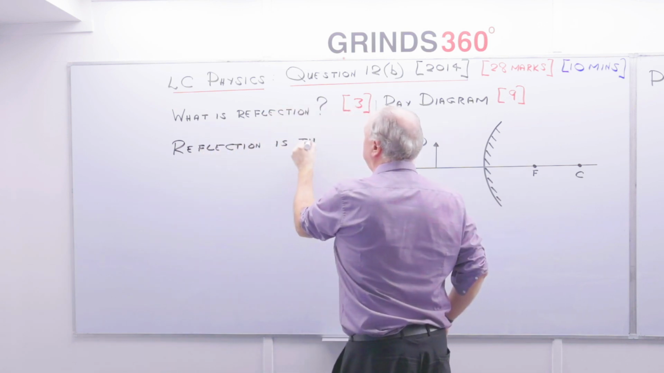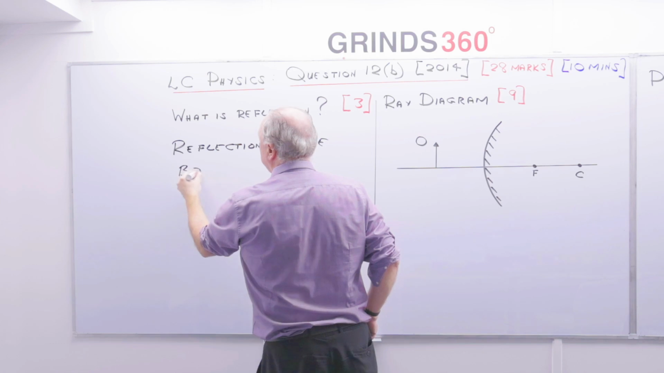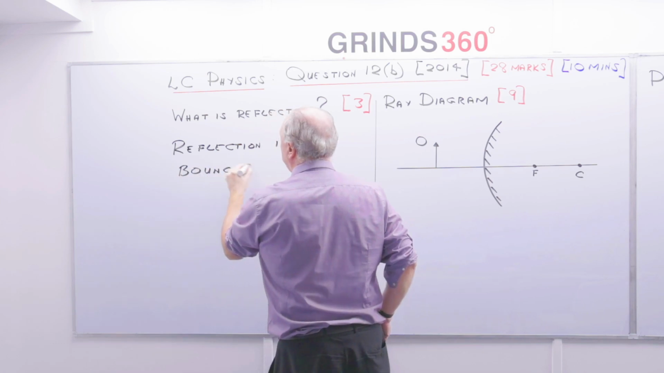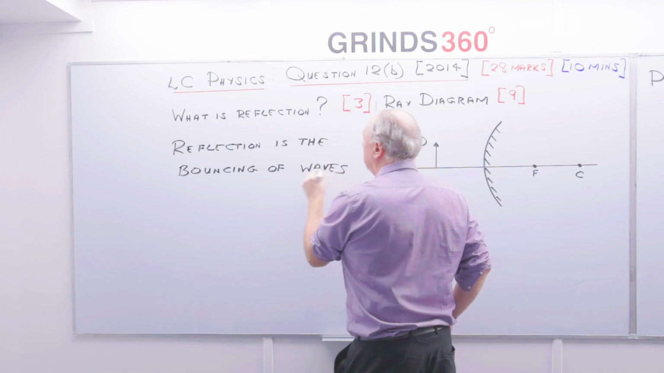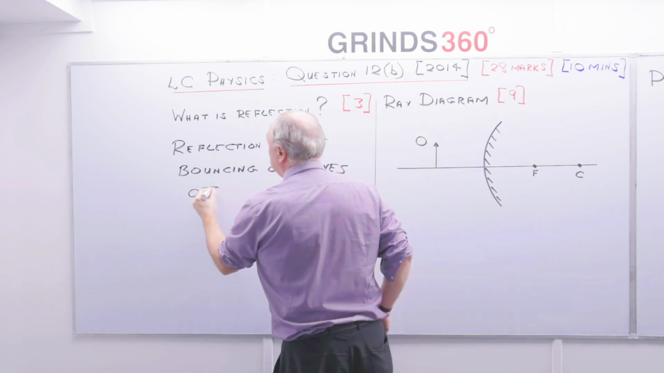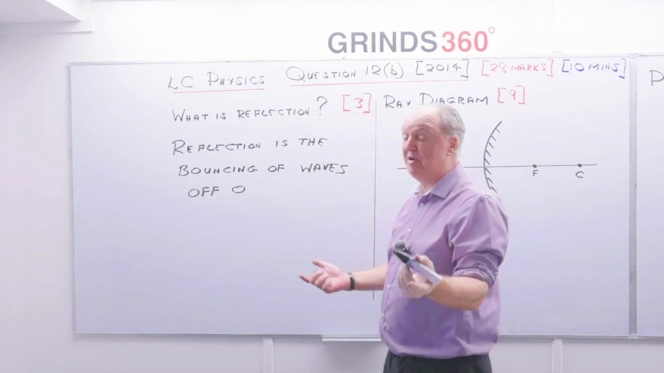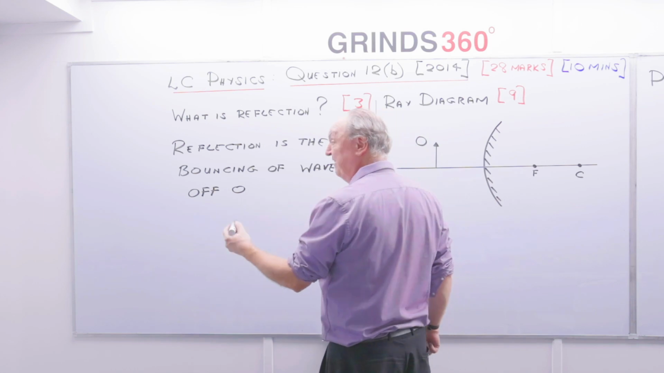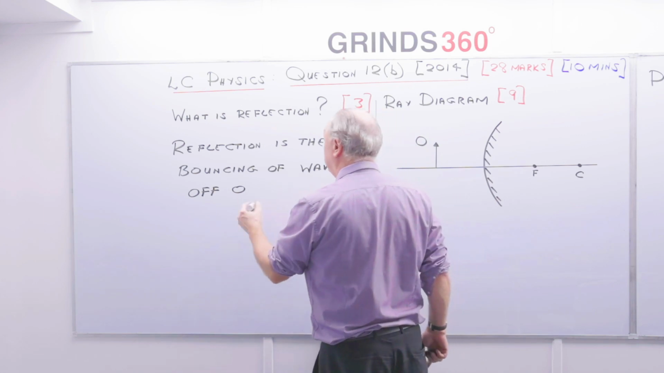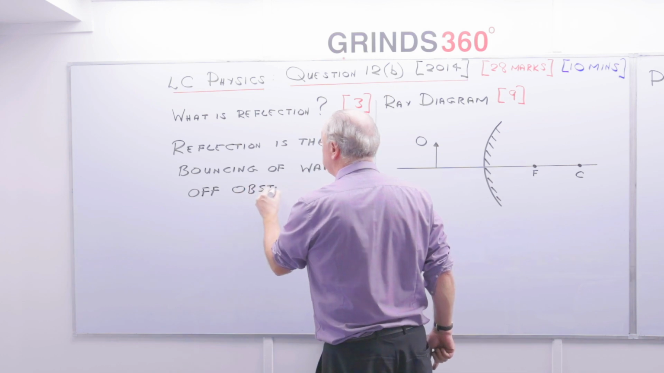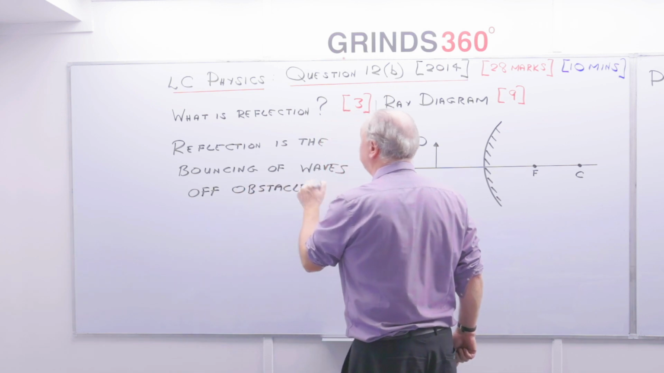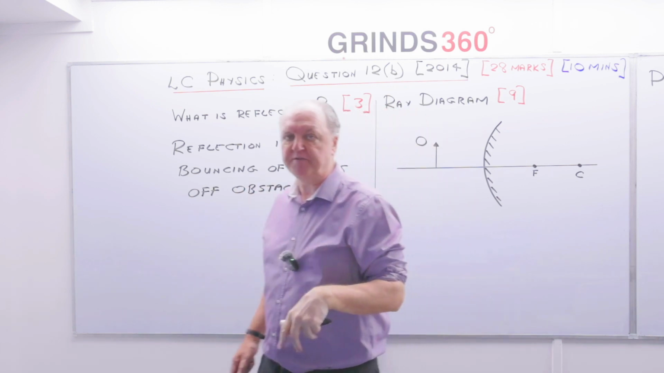is the bouncing of waves off obstacles. The obstacle could be a mirror if you're talking about light. It could be a cliff face if you're talking about an echo of sound. So all obstacles. The simple definition, 3 marks for that.